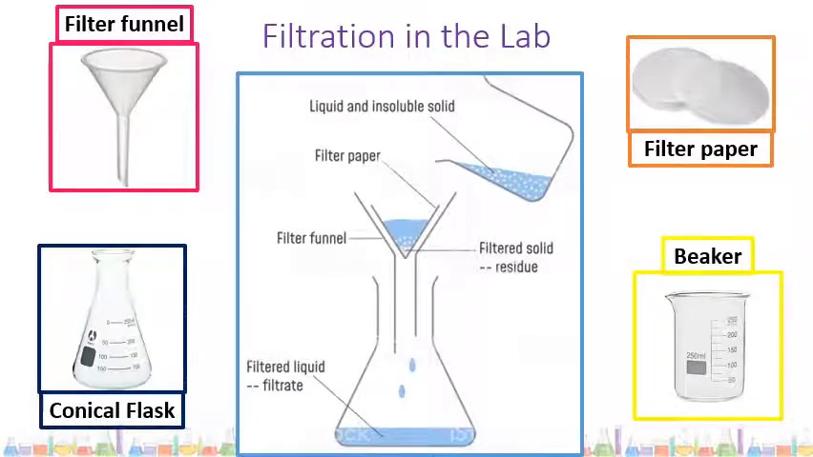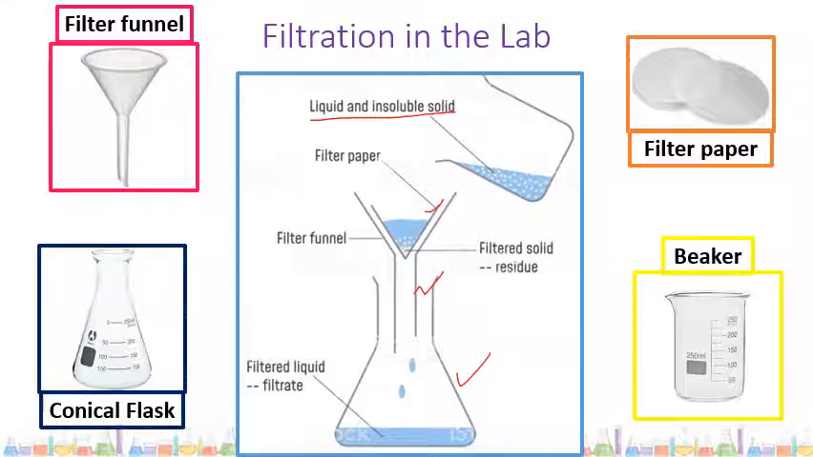So how do we do this in the lab? We get our conical flask down here and we place the filter funnel into it. And we get our filter paper and we fold that up to make it into a cone shape, and we sit it inside here in the funnel.